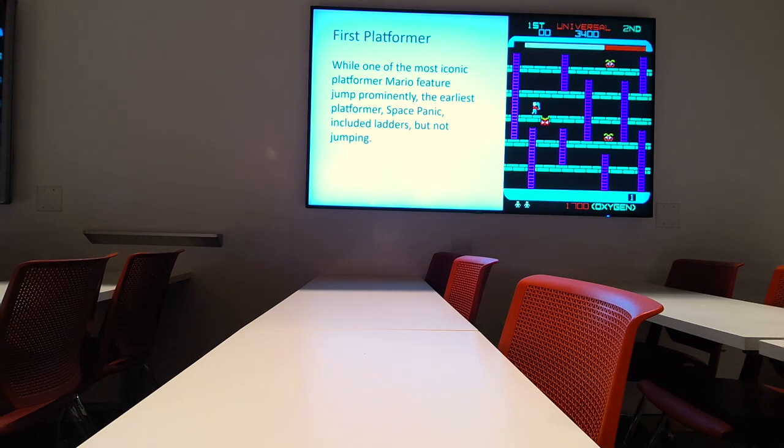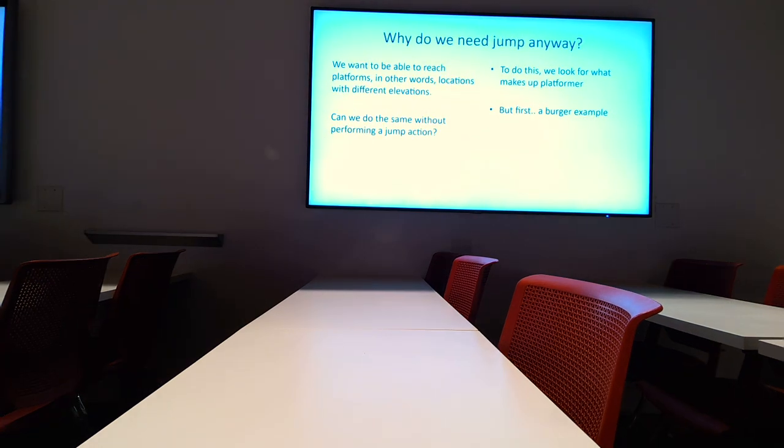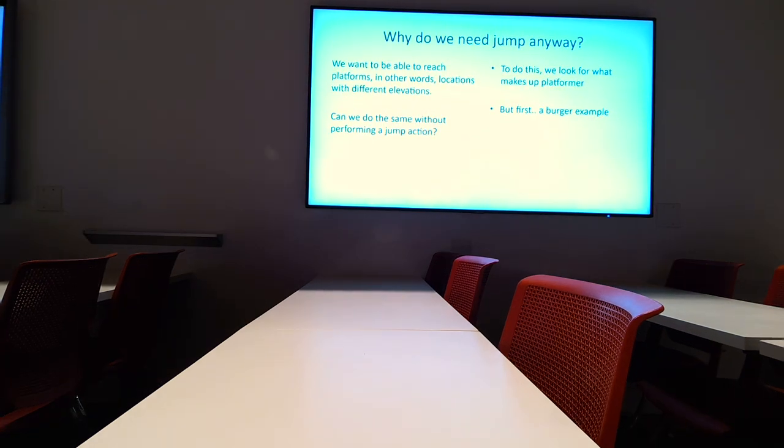So this is actually supposed to be the first platformer. While most of the platformers nowadays we think of are based on Mario with jump, Space Panic had ladders, but not jumping. So the original platformer isn't even something you can do jumping with. And we can also think about why we need to jump. You want to reach platforms, so locations with different elevation. Can we do the same without performing a jump action? So we can also try to break it down like we did with RTS.